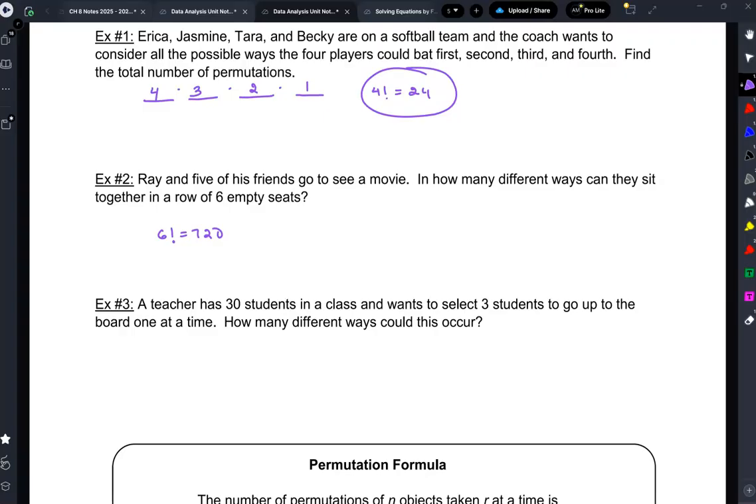One way we use factorials to our advantage is, if I have 6 factorial, this is 6 times 5 times 4 times 3 times 2 times 1. But that last part is 4 factorial. So I know that this is 30 times 24. So we can use factorials to our advantage that way.